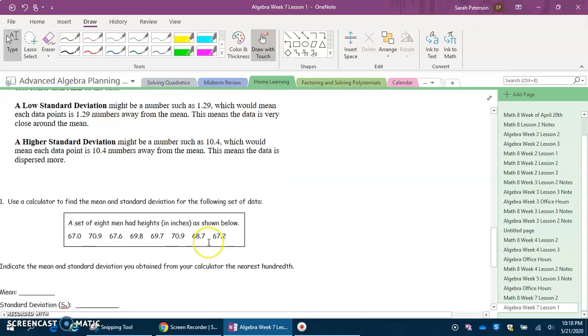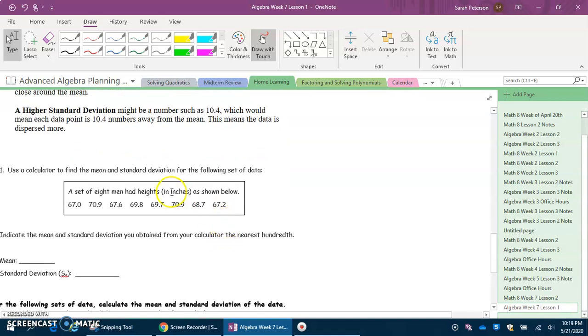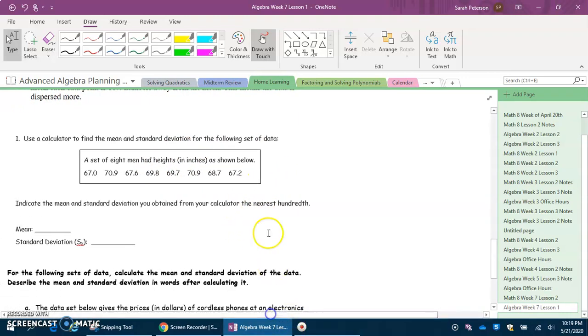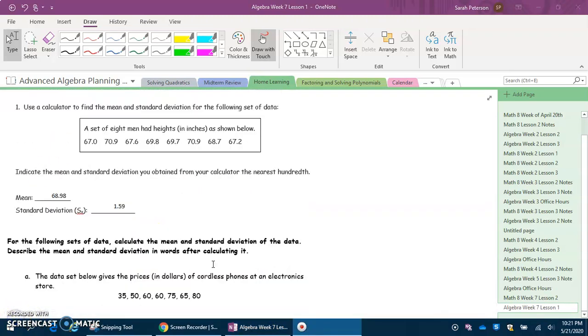Again, you can use your calculator to find standard deviation. It says, use your calculator to find the mean and the standard deviation for the following sets of data. I'm going to take a minute and put these numbers in my calculator and look at the mean and the standard deviation. When you do that, you should get a mean of 68.98, and a standard deviation, or the SX, of 1.59. This is the important part. What this means is that each man is about 1.59 inches away from the average height, which is 68.98.